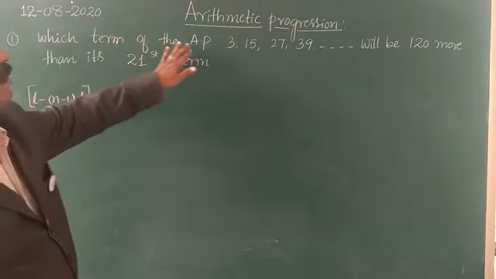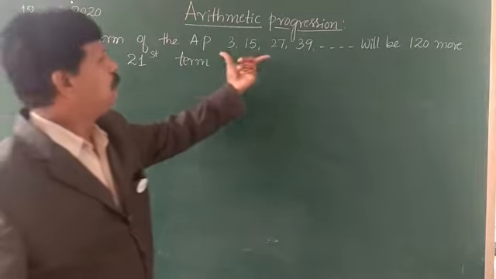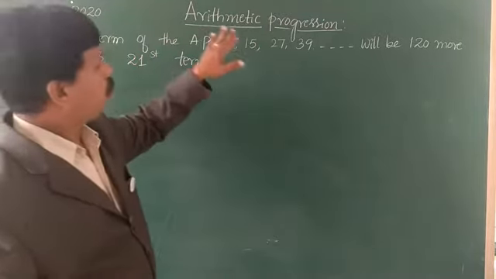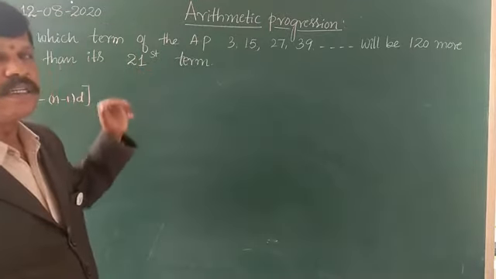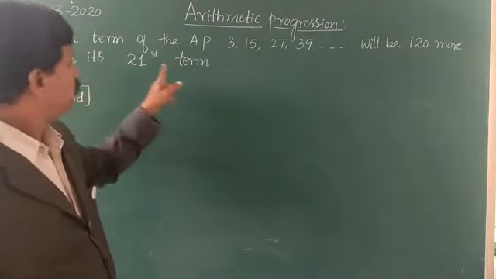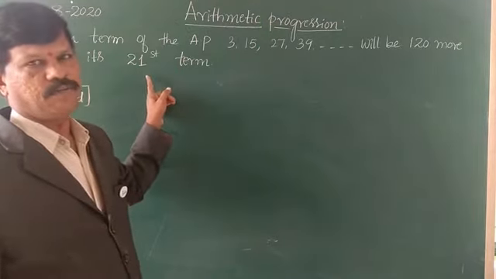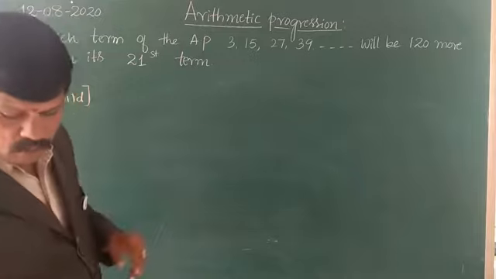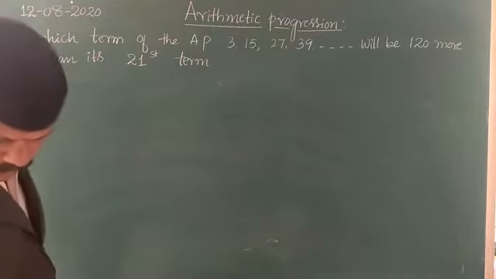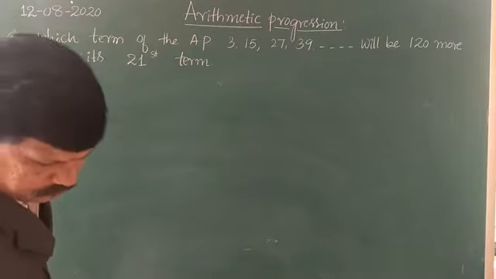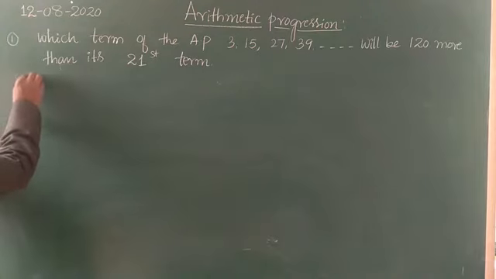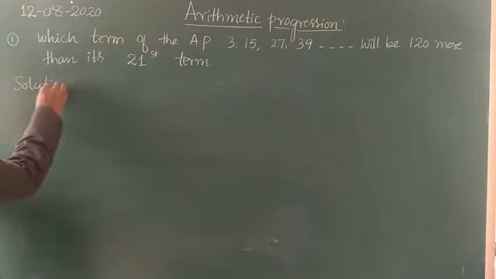So look at this. Which term of the AP 19, 30 is 120 more than the 21st term of this other AP, 69, 68? Now how to solve this problem? First thing is capital D equals 68 minus 69 equals minus 1.